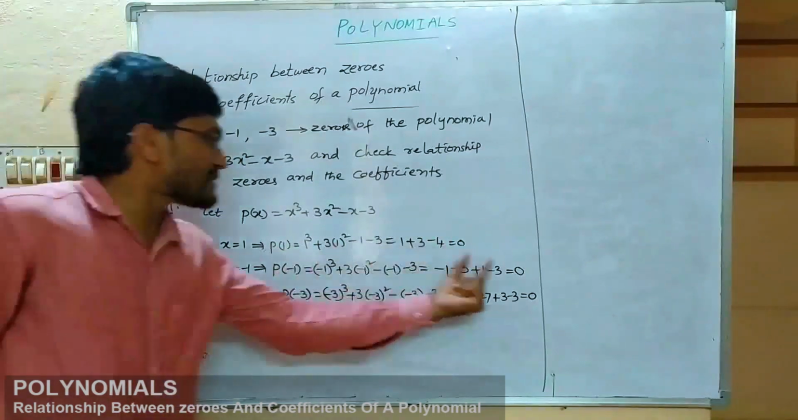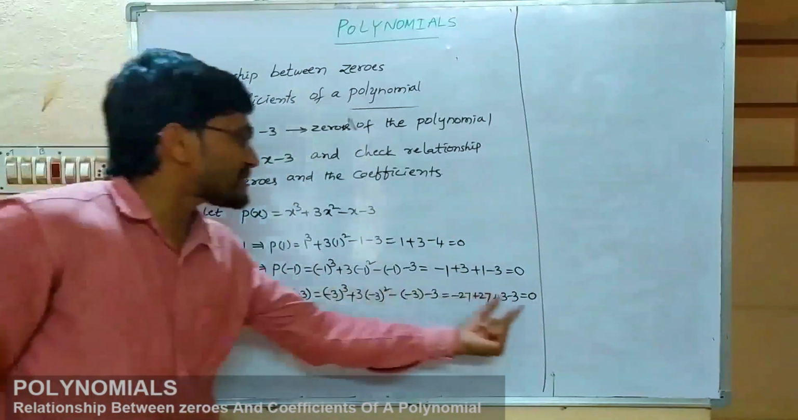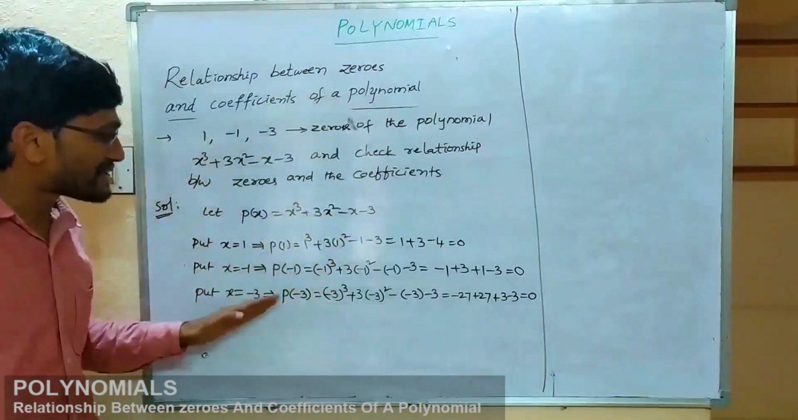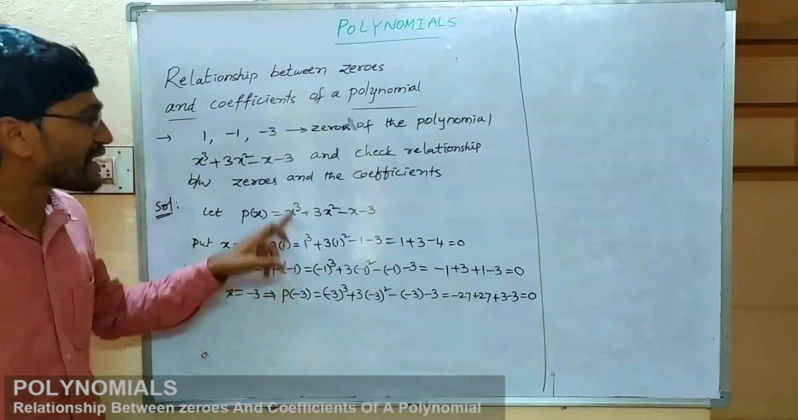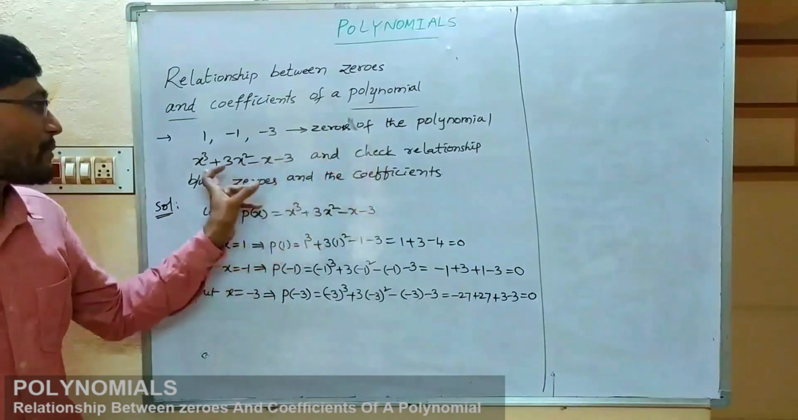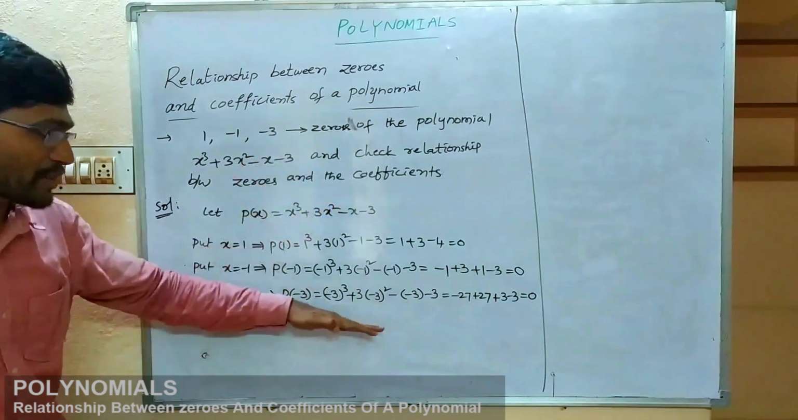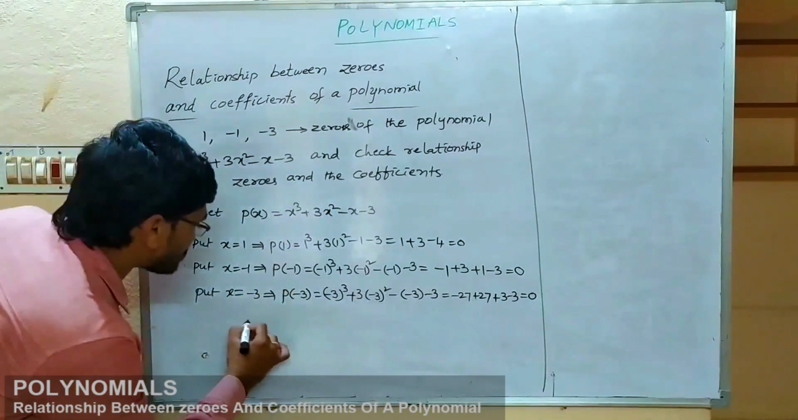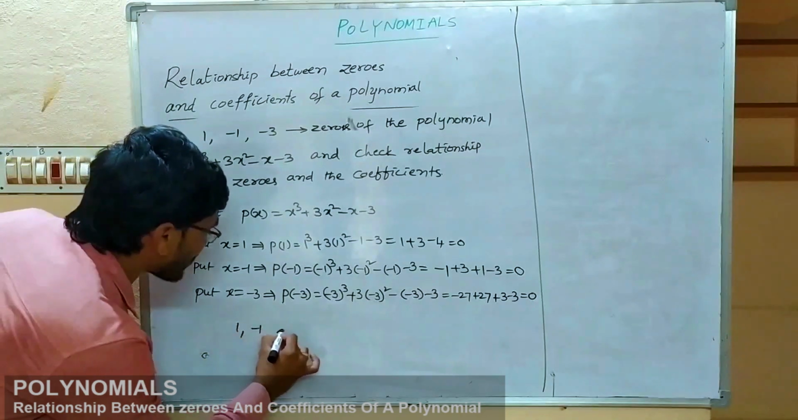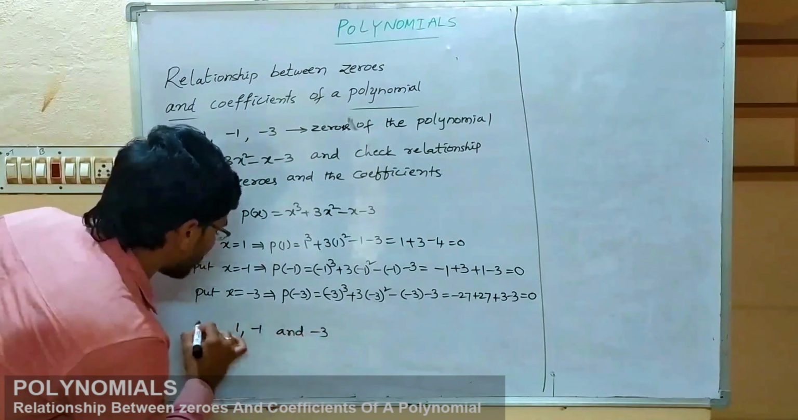P of minus 1 is equal to 0. P of minus 3 is equal to 0. So from this we can say that 1, minus 1 and minus 3 are the zeros of this polynomial p of x equal to x cube plus 3x square minus x minus 3. So we verified 1, minus 1 and minus 3 are the zeros.